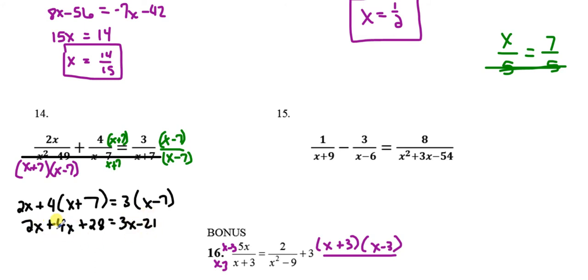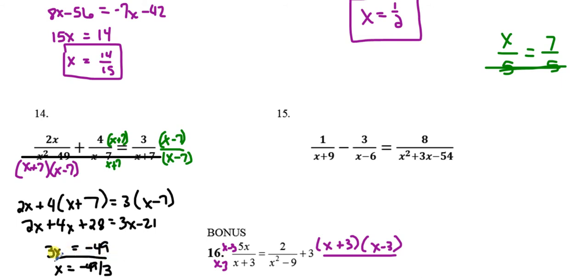And we have 6x on one side and 3x on the other side, so subtract 3x from both sides. And I know I'm kind of skipping a step here, but if you add this up, you're going to get 6x, and we're going to subtract 3x from both sides. Now I'm going to subtract 28 from both sides. Negative 28 minus a negative 21 is going to be negative 49. And divide both sides by 3, and x equals negative 49 over 3.